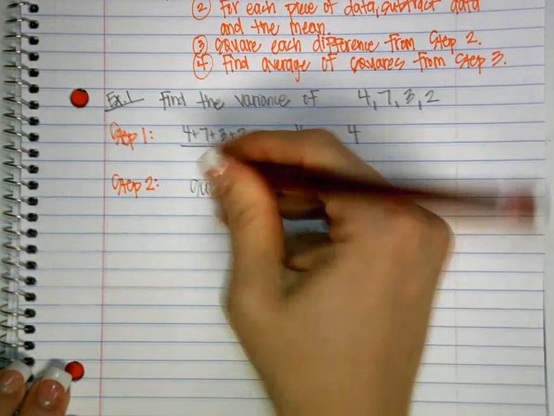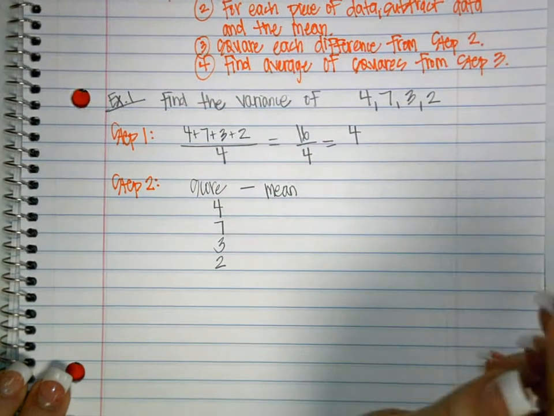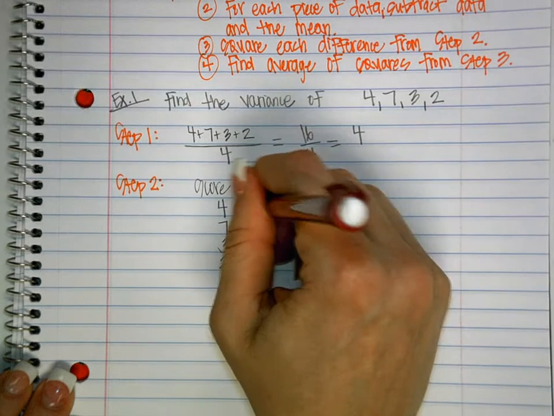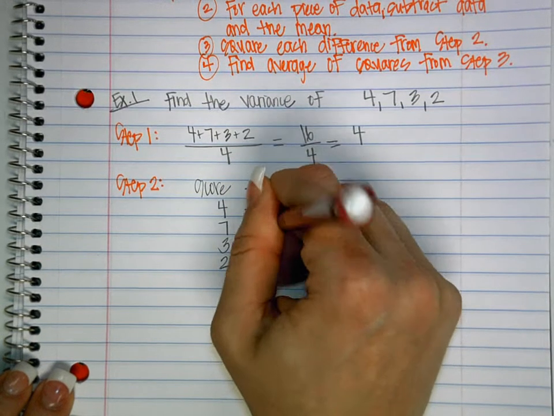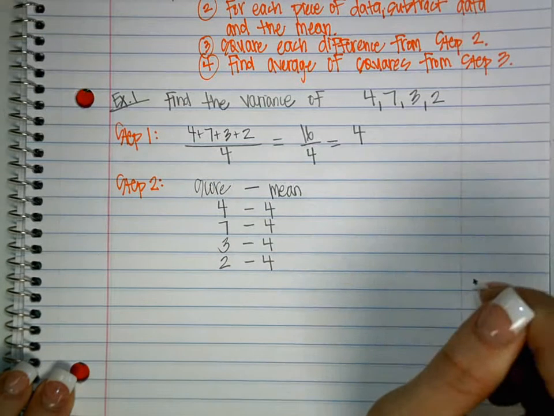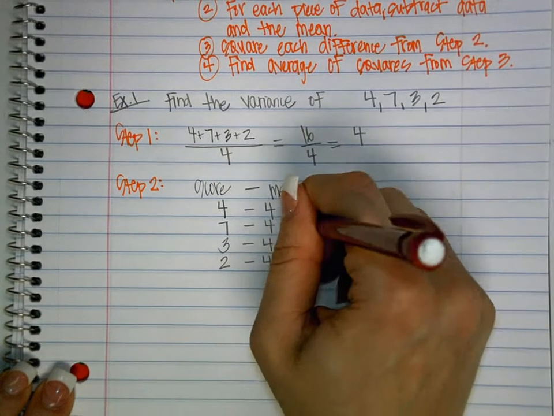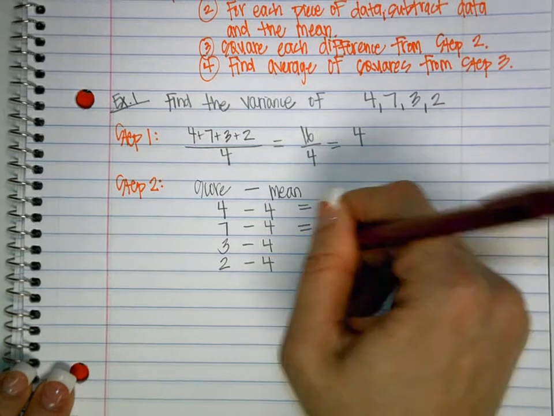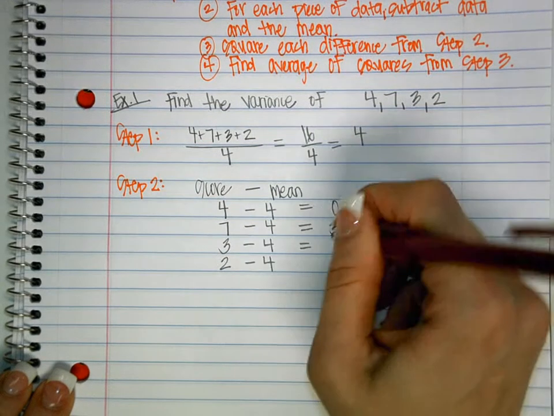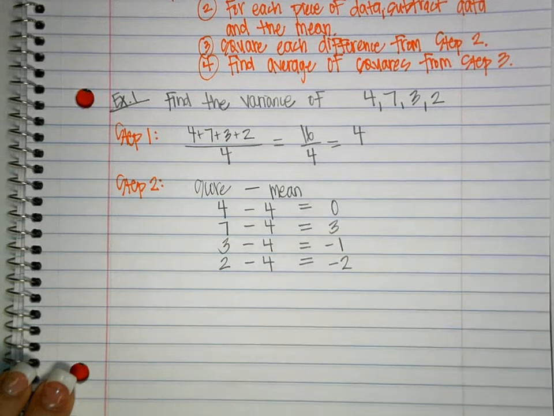Step 2 is to take each score or each piece of data and subtract the mean from it. So we're going to take all these data, 4, 7, 3, and 2, say these are scores, and subtract the mean, 4, from each one. Then we find those differences. 4 minus 4 is 0. 7 minus 4 is 3. 3 minus 4 is negative 1. 2 minus 4 is negative 2.